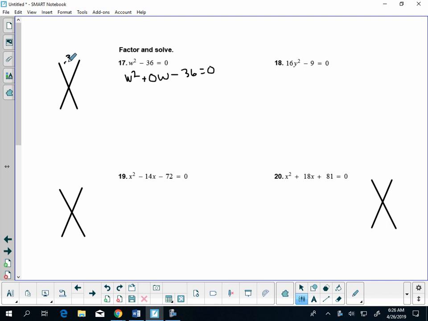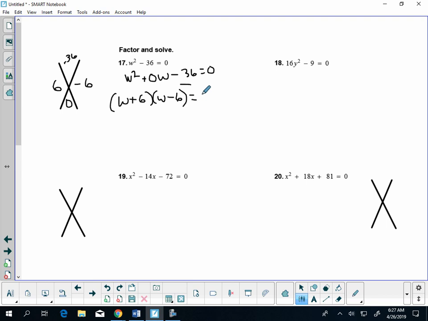My coefficient is 1, so I can go straight to my diamond. So negative 36 and 0. The two numbers that multiply to negative 36 and add to 0 are 6 and negative 6, which would give me w plus 6, w minus 6.